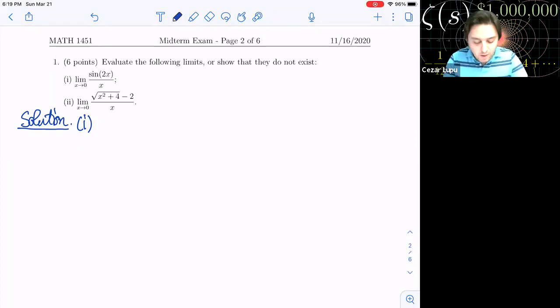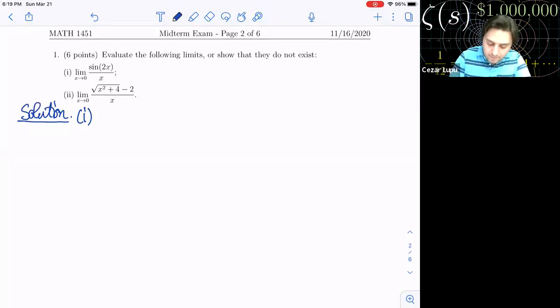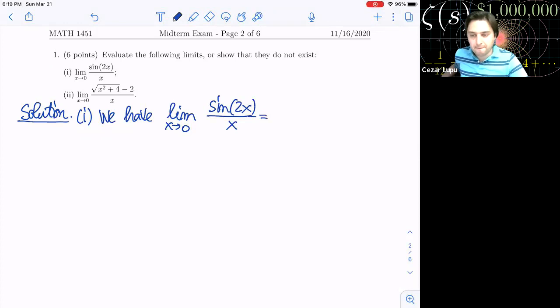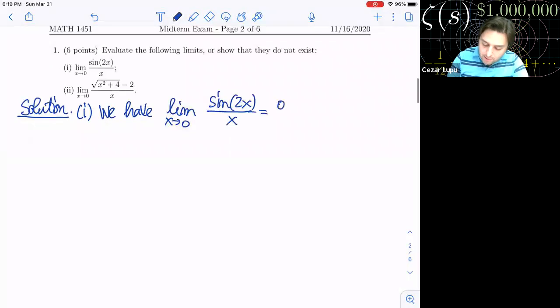All right, let's see. If we plug in x equals 0, what do we get? So we have the limit as x approaches 0. Let's plug in directly, sine of 2x over x. This will be what? Can you tell me? It's 0 over 0, correct. So what is 0 over 0? It's indeterminate, right? So we need to do something about it.